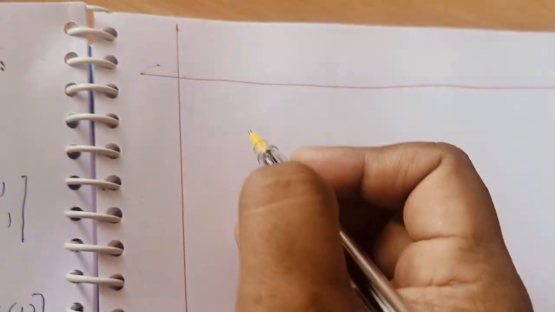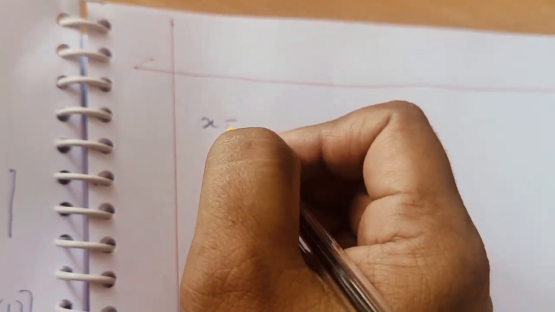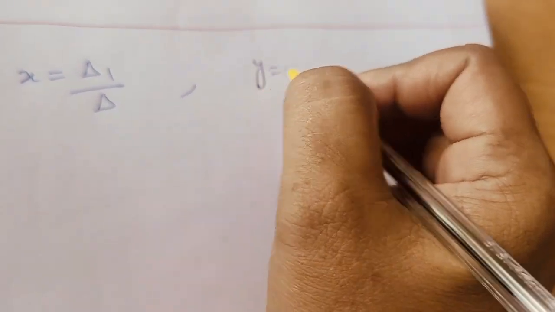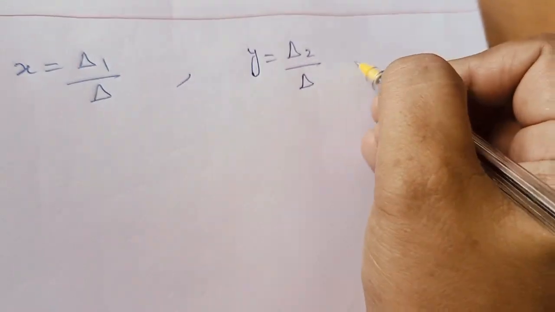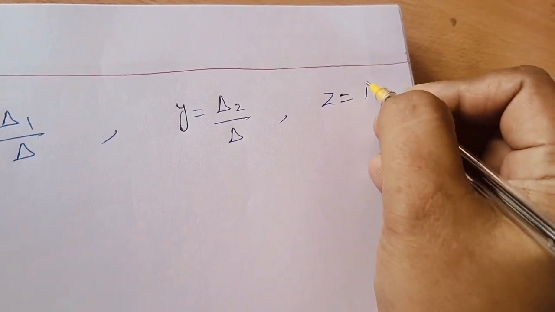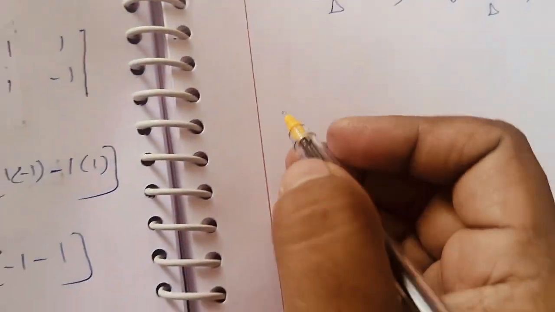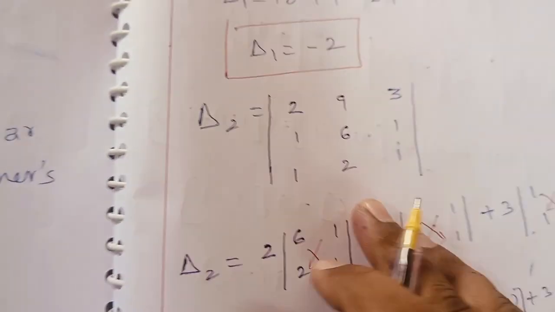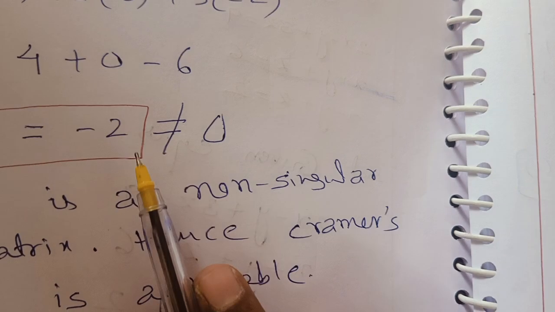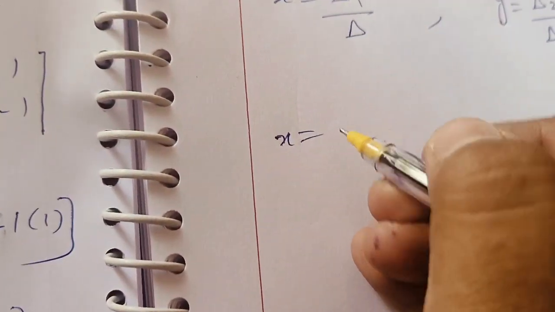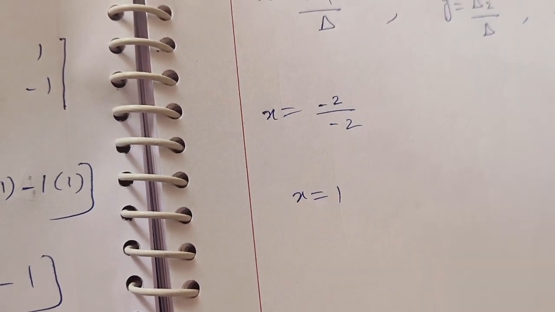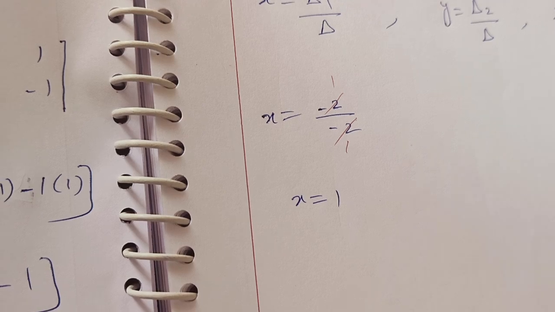Now to get the values of x, y and z, we have the formula x is equal to delta 1 by delta, y is equal to delta 2 by delta. Similarly, z is equal to delta 3 by delta. x is equal to, our delta 1 is minus 2, delta is minus 2. So this is minus 2 by minus 2, x is equal to 1. When we cancel them, we get 1.